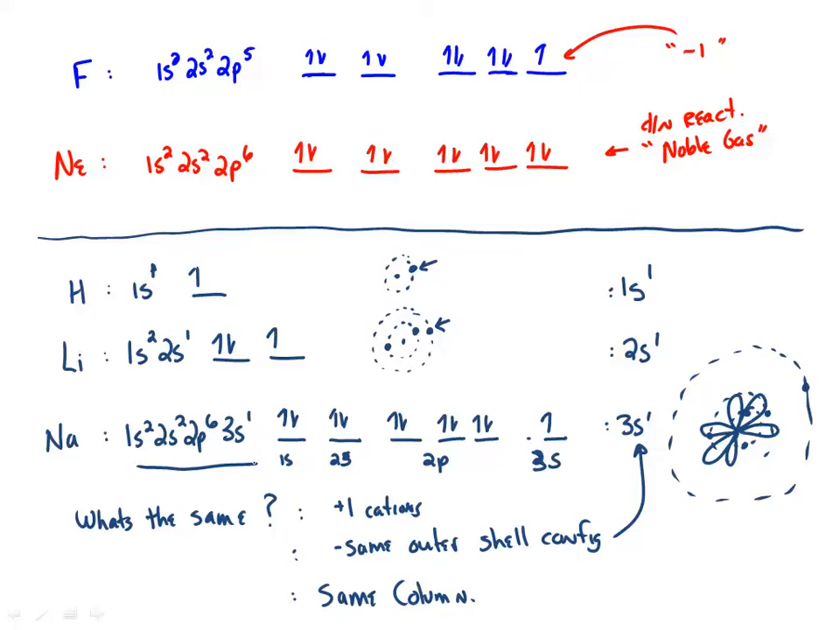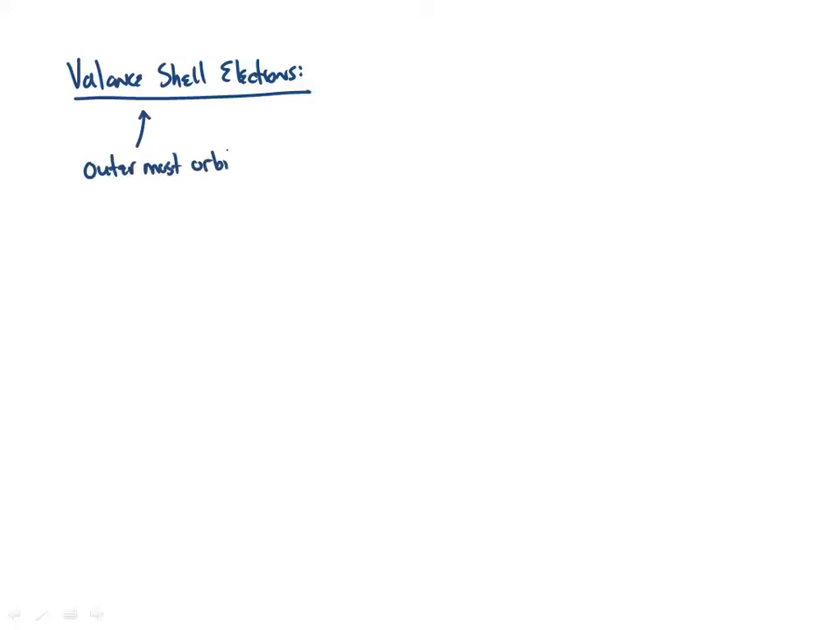So one last little mini topic. Valence shell electrons. What we mean by valence shell is that it's the outermost orbitals. Or basically it's the orbitals with the highest quantum number. And because we're in this class, we're going to limit ourselves to s and p orbitals only.